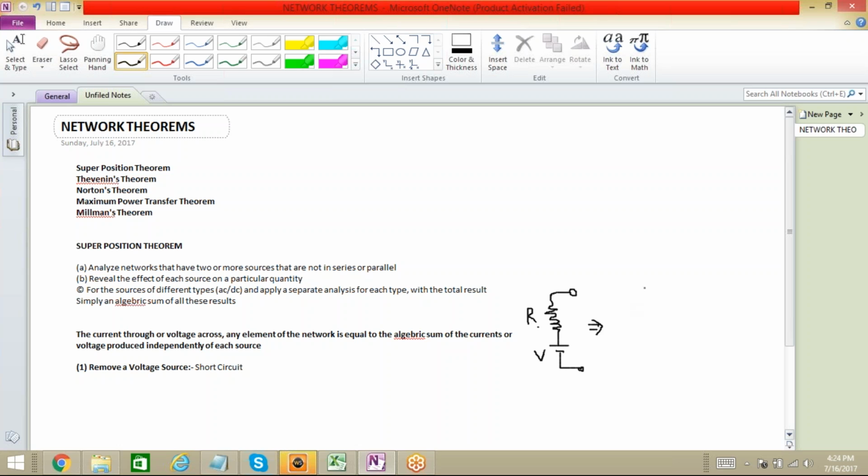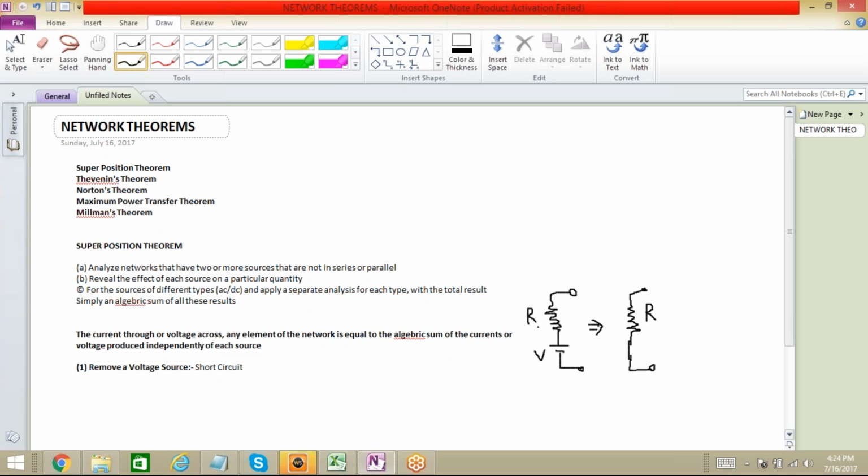It should be something like this way. So this is your short circuit condition, and this internal resistance over here will remain here. This is how your circuit should look like once you remove a voltage source.